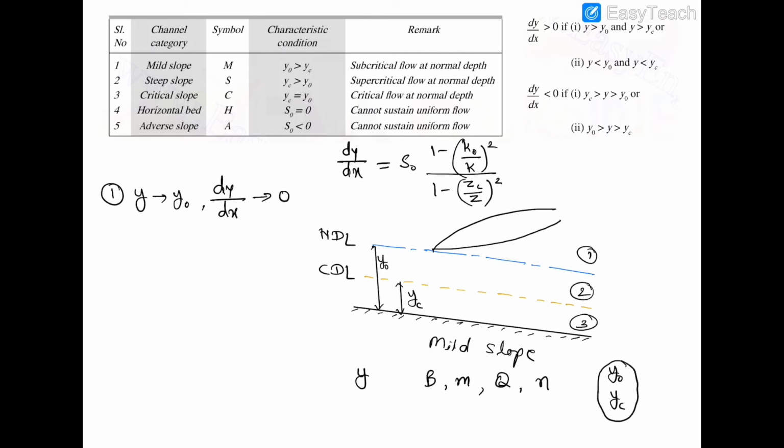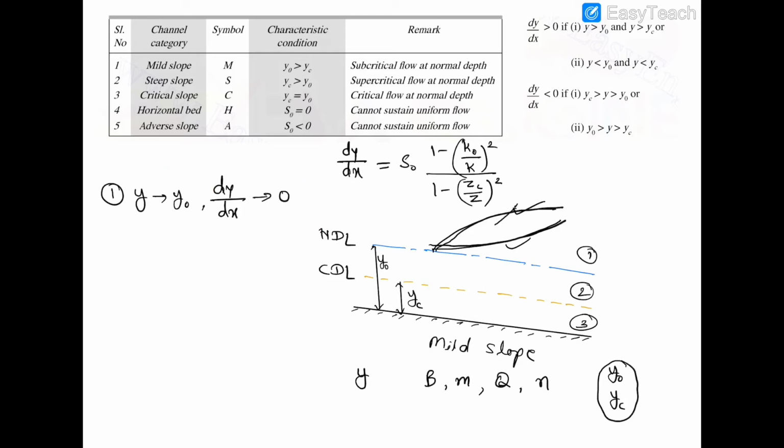So in these two curves, which one will be correct? This one or this one? This one will be correct, because here we can see this water surface profile is approaching NDL, then it should become parallel to NDL, meaning the water surface slope should be approximately equal to 0.